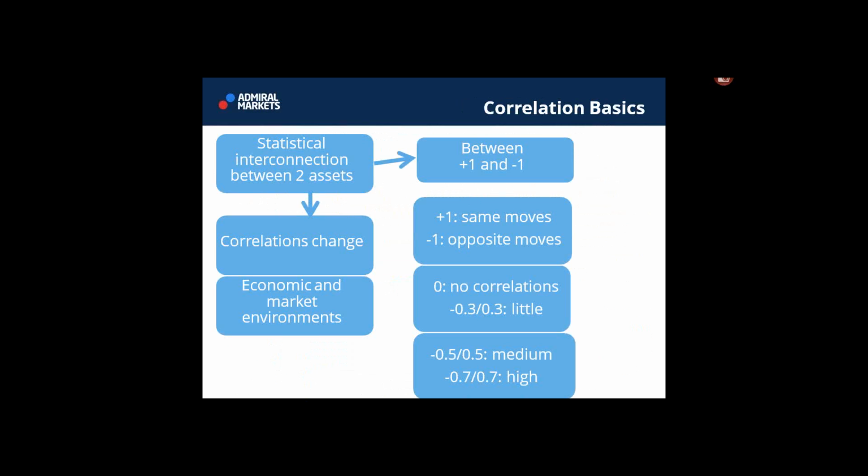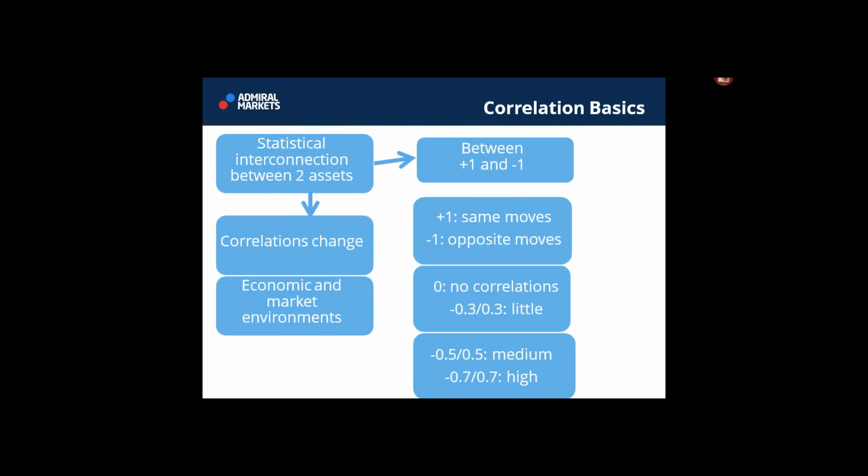First of all, what is correlation? Basically, it's a statistical interconnection between two assets, so that two assets are showing the same pattern or the exact opposite pattern. The level of correlation is indicated by a number, either +1 or -1 or something in between. It can be -0.5, +0.3 or even 0. So +1 is the maximum and -1 is the minimum.